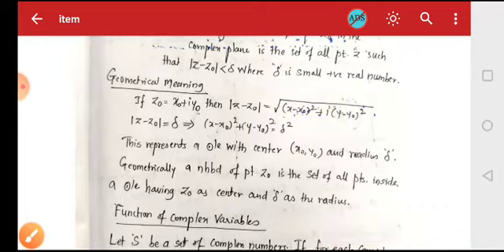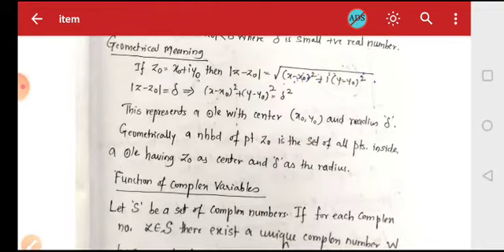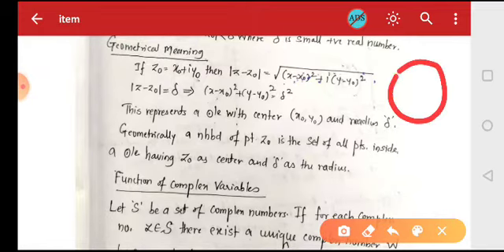It represents a circle with center (x0, y0) and radius delta. Geometrically, a neighborhood, which we usually abbreviate as NHBD, of a point z0 is the set of all points inside a circle having z0 as the center and radius delta. If you draw a circle with center at z0 and radius delta, the set of all points which lie inside the circle are in the neighborhood of the point z0.